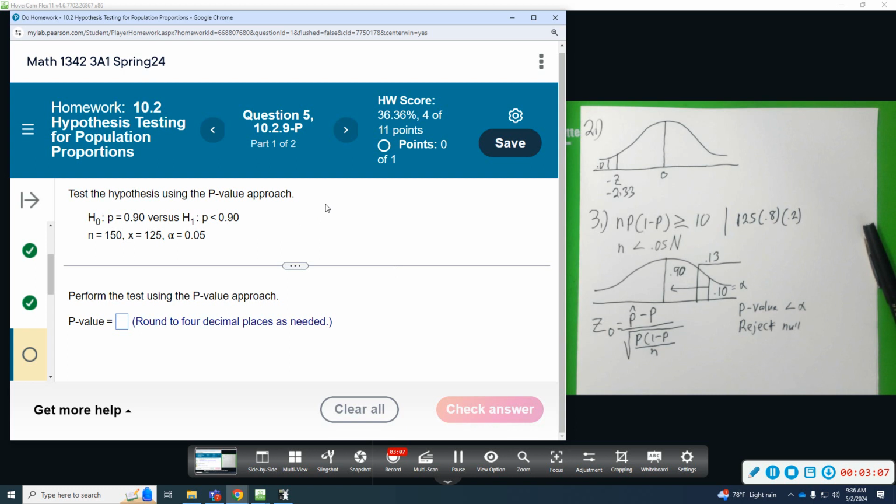All right, number 5, we're going to do this one as well. Test hypothesis using the p-value approach again. We're going to make sure: if the p-value is greater, we don't reject. If it's less, we reject. That's the criteria. So we're going to go to StatCrunch.